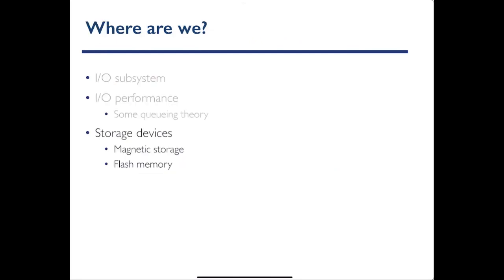Okay, so where are we on memory? On I/O. We talked about the I/O subsystem, the general view of the I/O subsystem in the kernel. We briefly talked about I/O performance. At least we talked about the definitions of latency and throughput. Now, the last thing that we're going to talk about with I/O is basically storage devices.